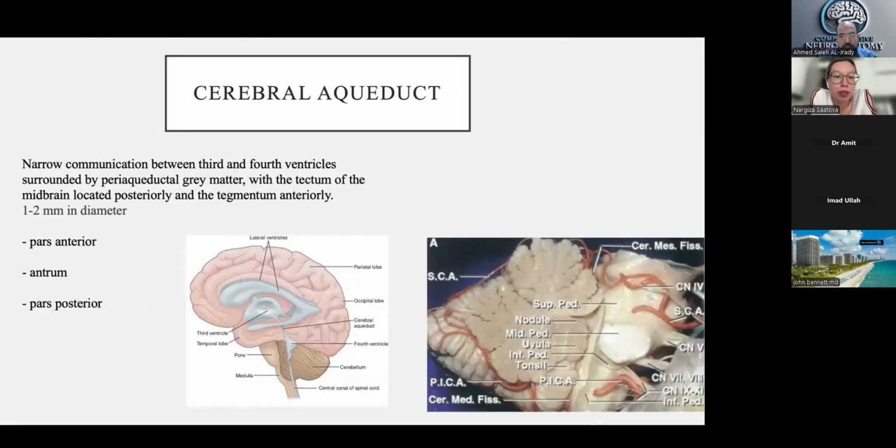Cerebral aqueduct, it's one of the narrowest neurosurgical anatomical structures in our brain. It is a narrow communication between the third and fourth ventricle, surrounded by the periaqueductal gray matter, with the tectum of the midbrain located posteriorly and the tegmentum anteriorly. Roughly, it's about 1-2 millimeters in diameter. It has pars anterior, antrum, and pars posterior.